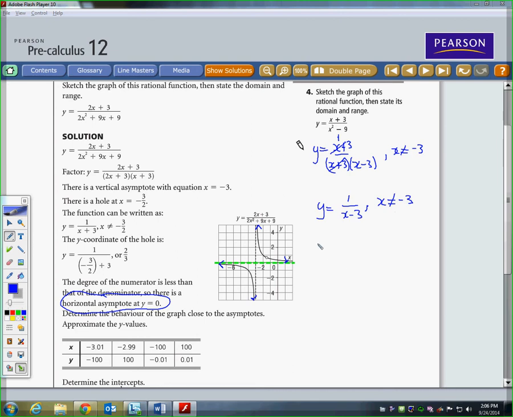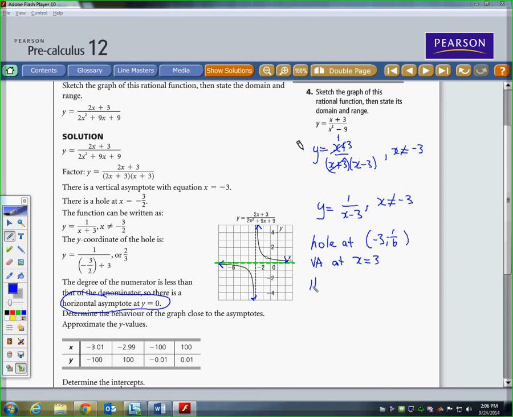So let's consider here. We have a hole at x is negative 3, comma, what would my y value be? So if I put a negative 3 in there, 1 over negative 3 minus 3, so it's 1 over negative 6, or negative 1/6. So there's my hole. I will have a vertical asymptote at x equals 3.